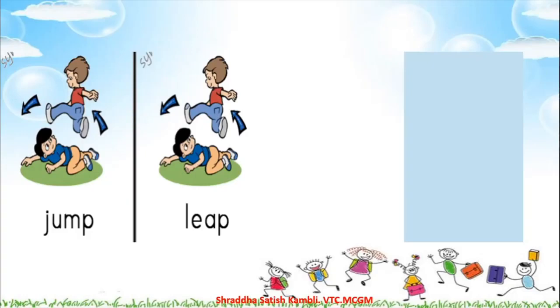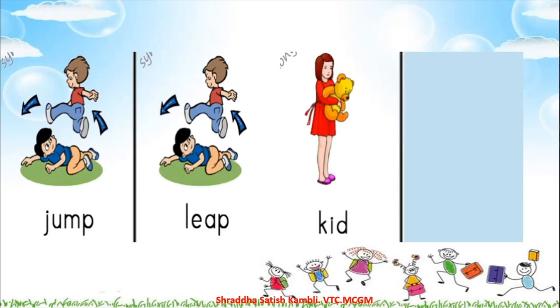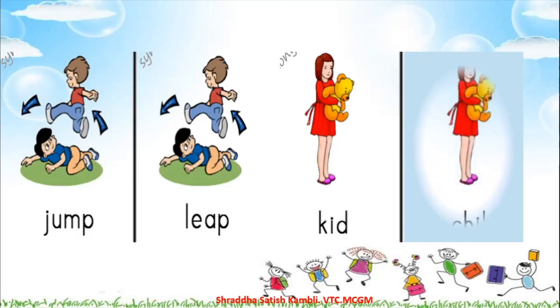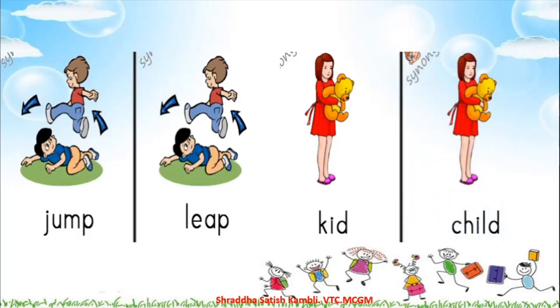Okay, let us look at some more examples. So look at this word, kid. Kid means a small girl or a small boy like you all. And look at this. The same girl, but here we have called her a child. So kid and child have the same meaning. So when we say jump, we can also say leap. We can say the boy jumped over him. We can say the boy leaped over him. Meaning will be the same. And we can say the kid has a teddy bear. You can also say the child had a teddy bear.